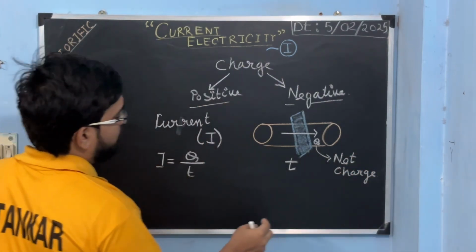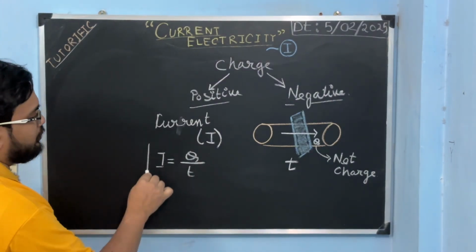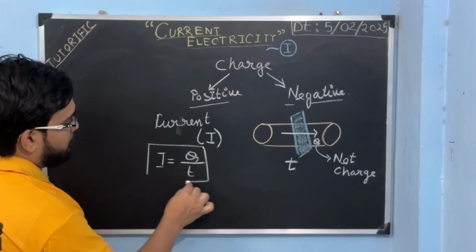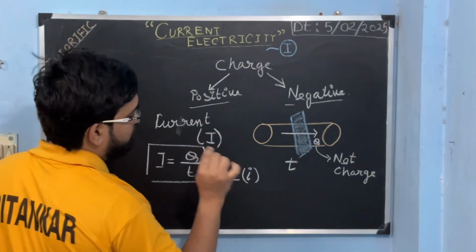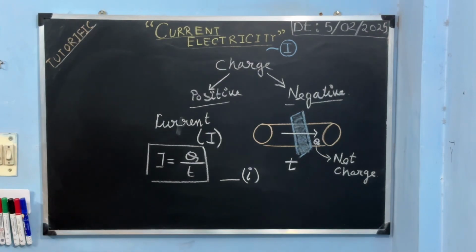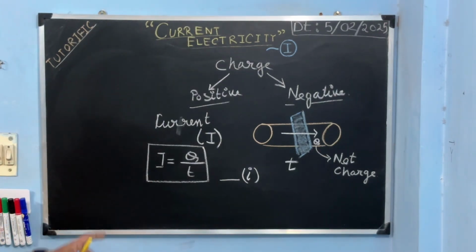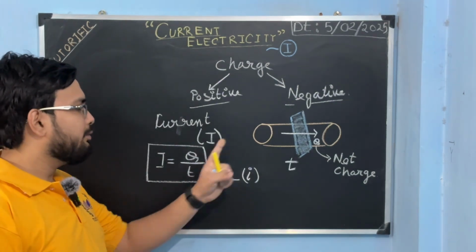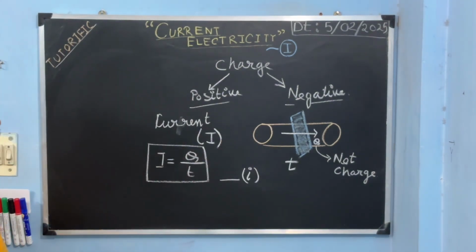Okay. So we come up with an equation of current. This is our first equation in the chapter of current electricity: I equals q by t. So, current is the rate of flow of charges through any particular cross-sectional area.